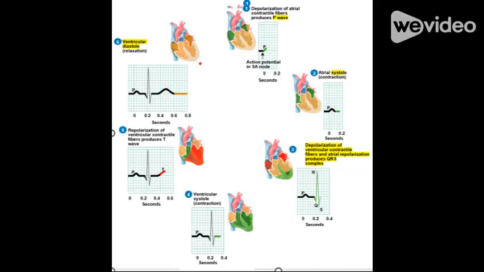Well, there are 5 different types of waves in a heart rhythm. There's the P wave, the Q wave, the R, S, and T. All of these waves represent the atrial and ventricular contractions of the heart. In this diagram, it shows the cycle of contractions within the heart. In phase 1, the P wave represents the depolarization of the atrial contractile fibers, or the contractions of the atrium, which is the upper chambers of the heart.